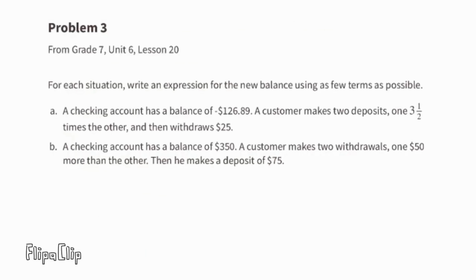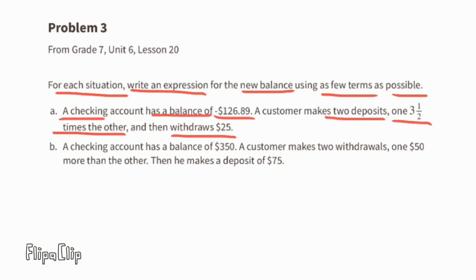Problem number 3 from 7th grade, Unit 6, Lesson 20. For each situation, write an expression for the new balance using as few terms as possible. A. A checking account has a balance of negative $126.89. A customer makes 2 deposits. One deposit was 3.5 times as large as the other, and then withdraws $25.